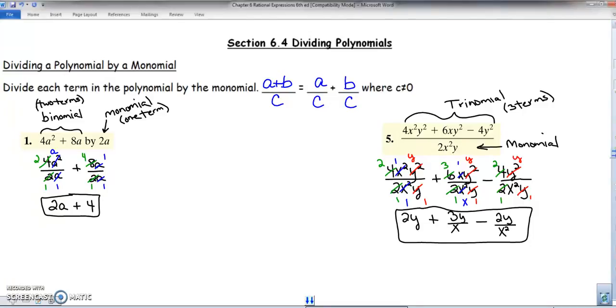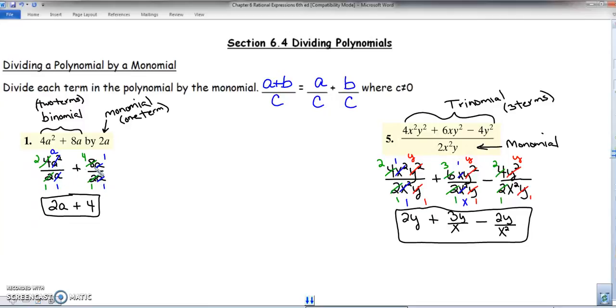Let's take a look at section 6.4, dividing polynomials. We begin by dividing by a monomial, which is a single term. To do this, you're going to take each term in the numerator and divide it by the common denominator. So 4a squared plus 8a is divided by 2a.